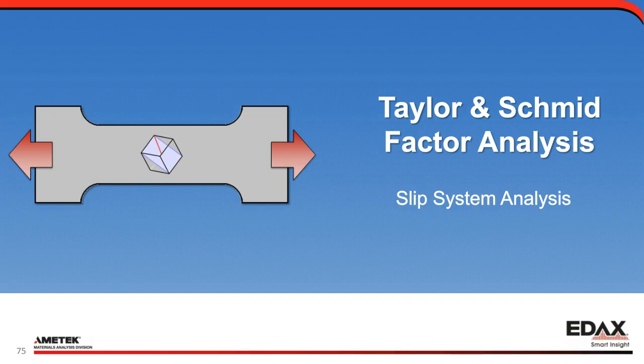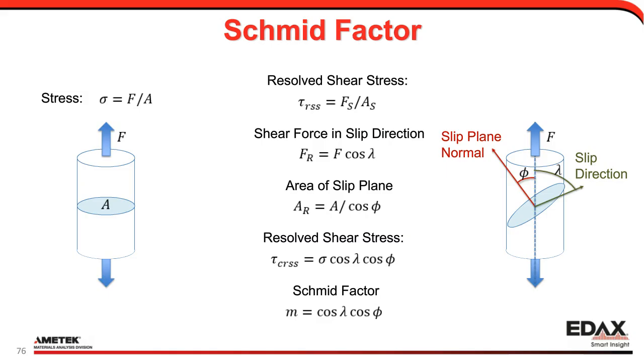Now, let's talk a little bit about Taylor and Schmidt factor analysis. These basically are focused on slip systems, and they help us understand our material. Now, the Schmidt factor is a pretty basic idea. You have a stress, which is equal to force over area. That's pretty simple. But if you have it on a slip system, then we're going to resolve it to that slip system, have a resolved shear stress. And if you go through all this math, the point is at the bottom, this is a geometric effect. So we specify the slip system, and then using the Schmidt factor, we can have an idea of how likely that slip system will be active or not.